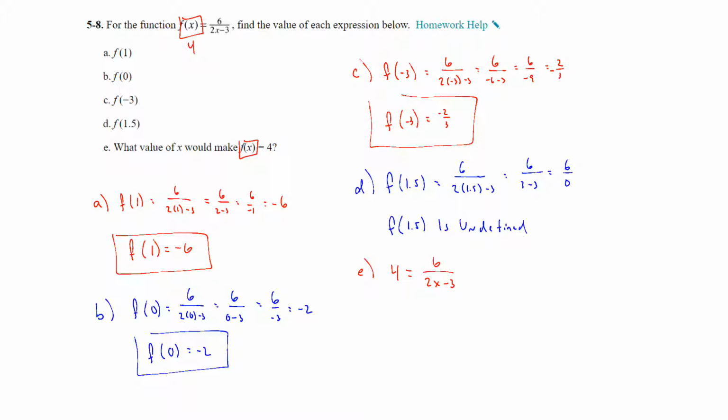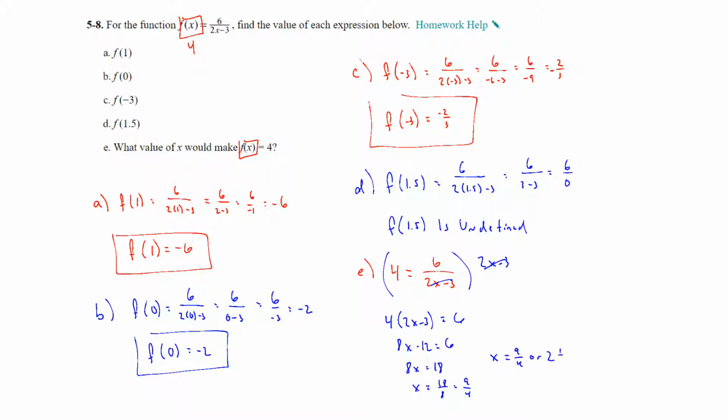And so to solve this one, we can get rid of the denominator by multiplying both sides by 2x minus 3. So 4 times 2x minus 3 is equal to, now this 2x minus 3 cancels with that, so that's just equal to 6. Distribute, and then just solve, add 12 to the other side, and divide by 8, and we get 18 over 8, which reduces to 9/4 or 2.25. So x is equal to 9/4.